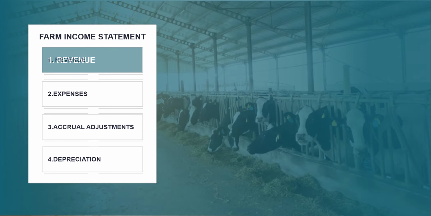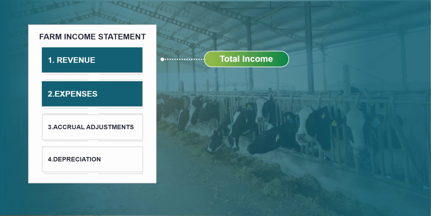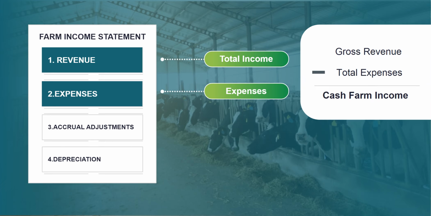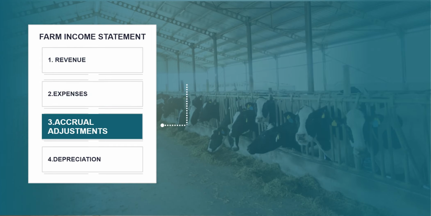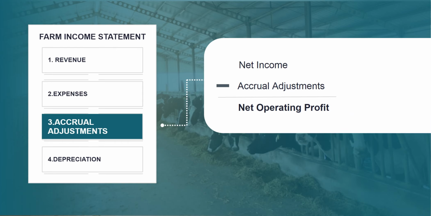The first section shows your total income, and the second section totals the expenses. Cash farm income is determined by subtracting total expenses from gross revenue. This figure shows you the income generated from typical day-to-day operations. The third section, accrual adjustments, is totaled and subtracted from net income to determine net operating profit.